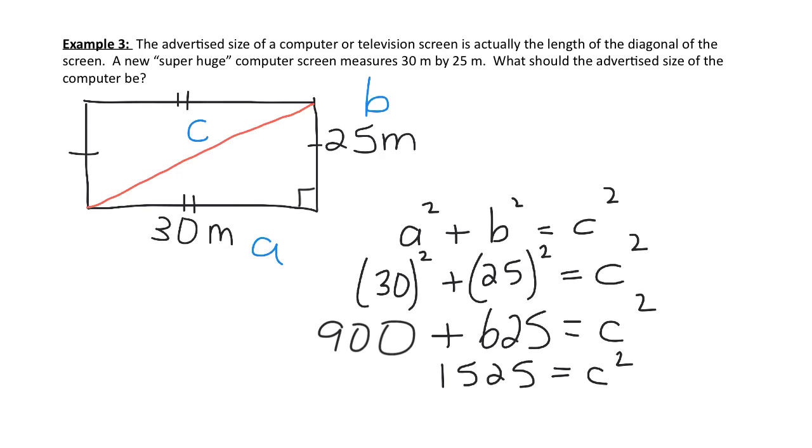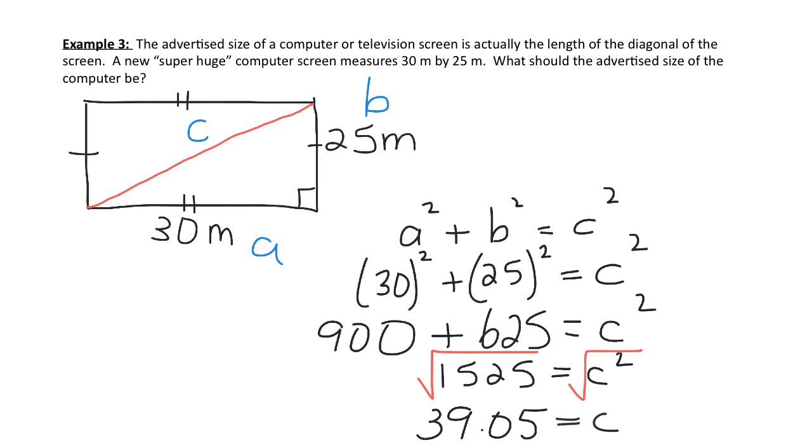And then remember to isolate for C, we are going to have to square root both sides. And if I take the square root of 1,525, I get about 39.05. All right, so therefore we could say that the advertised size of the computer should be roughly 39.05 meters.